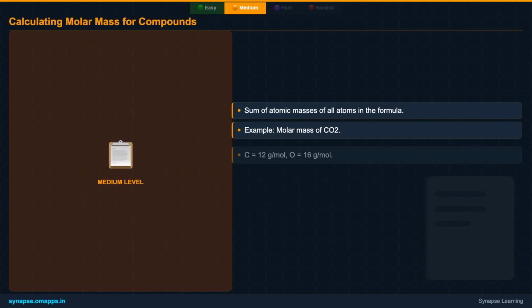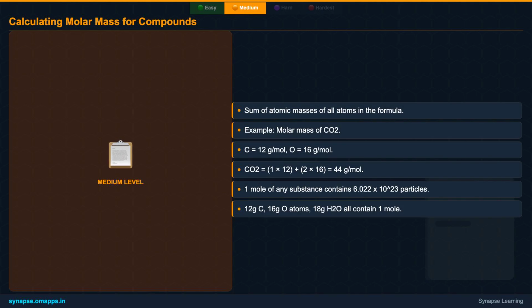Calculating molar mass for compounds is a critical skill. You simply add up the molar masses of all the individual atoms present in the compound's chemical formula. Take sulfuric acid, H2SO4, for example. You'd sum the molar masses of 2 hydrogen atoms, 1 sulfur atom, and 4 oxygen atoms. This systematic approach ensures accuracy.